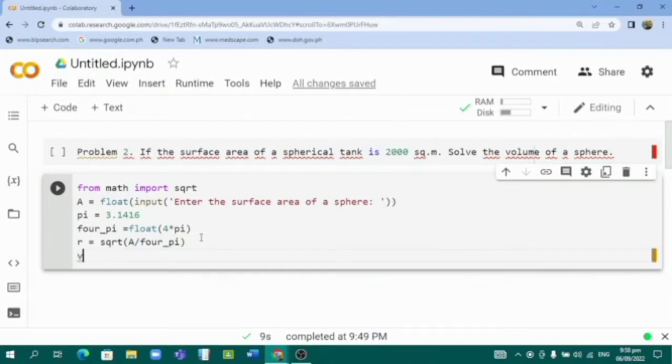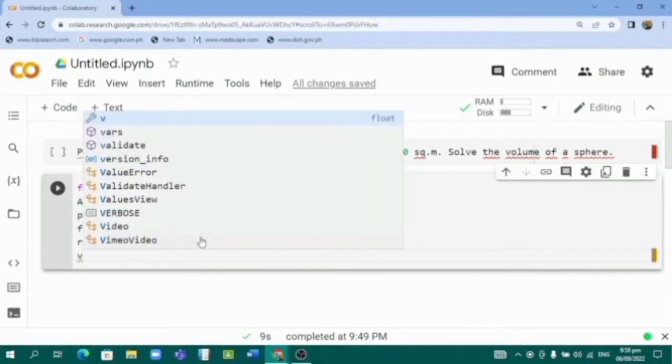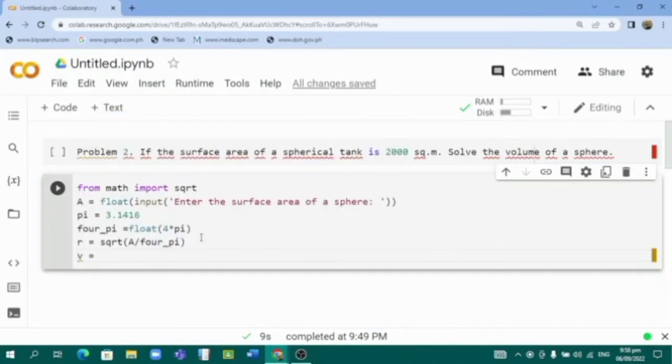To get the volume, we're going to use the formula of the volume of a sphere, which is 4/3 pi r cubed. Equal, 4/3 multiplied by the value of pi, multiplied to r cubed.